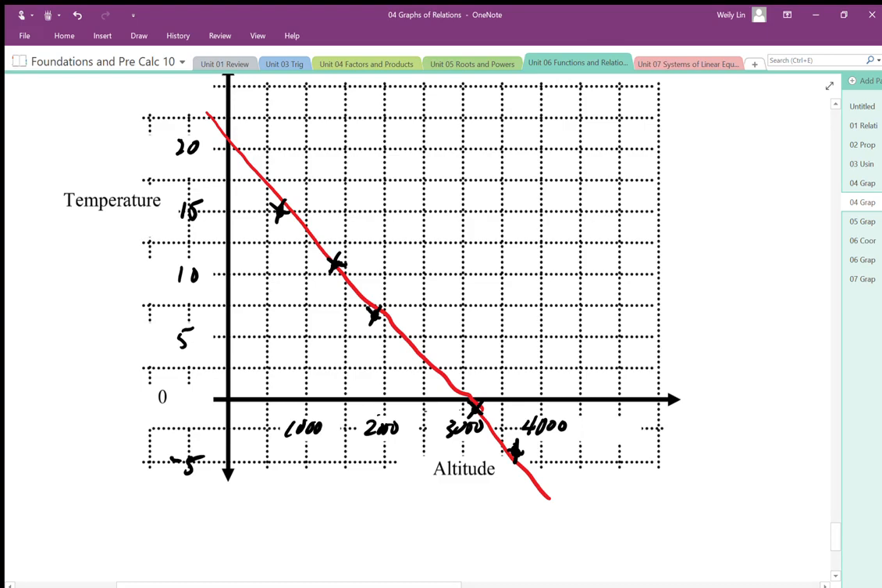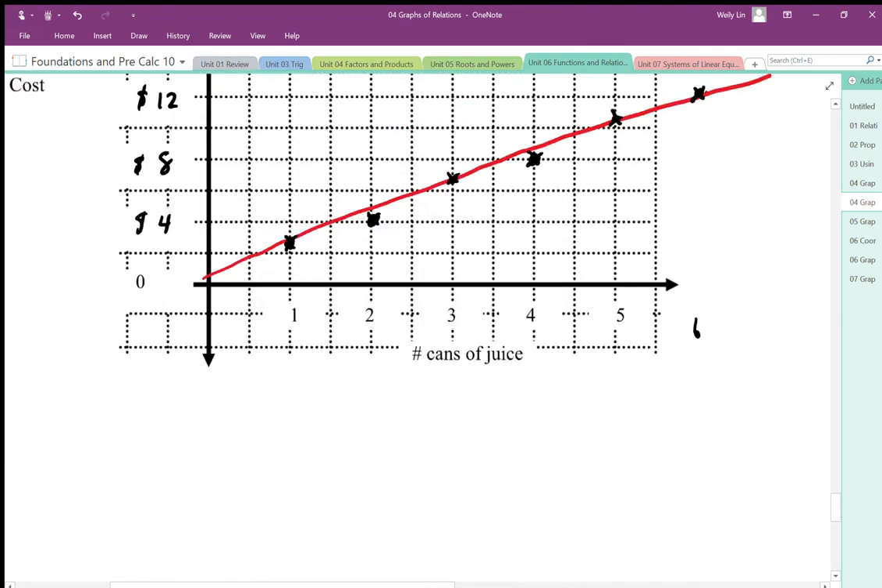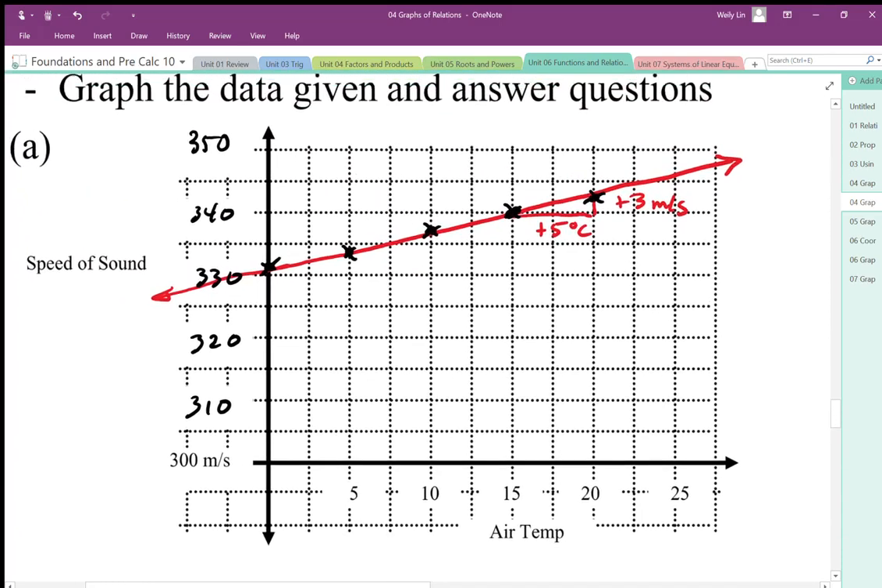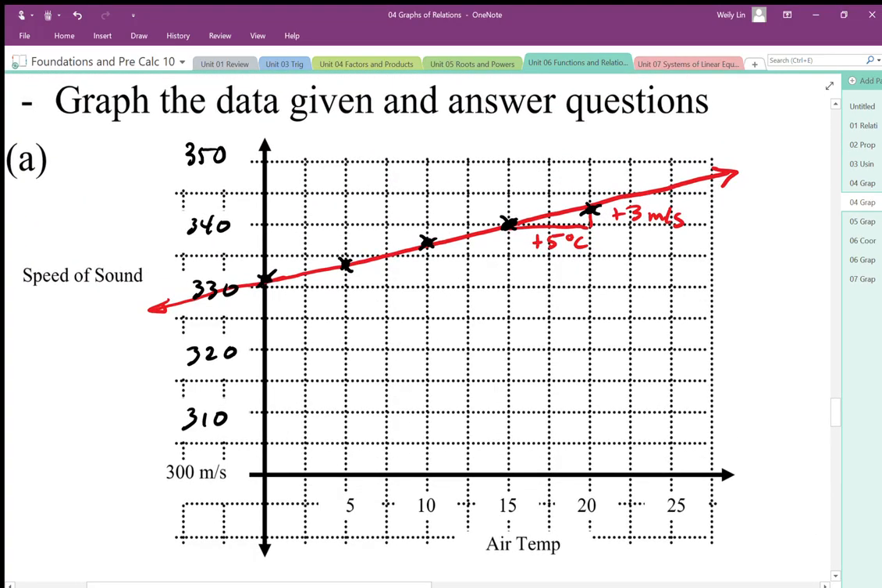So the questions ask for number 1. The question that was asked in the textbook was, at constant pressure, the speed of sound in the air is related to the air temperature. Will you join the points, and justify the answer. In this case we're going to join the points because they form pretty much a perfectly straight line. Is this a function? Does each input have only one output, or does it pass the vertical line test? Yes, it does.